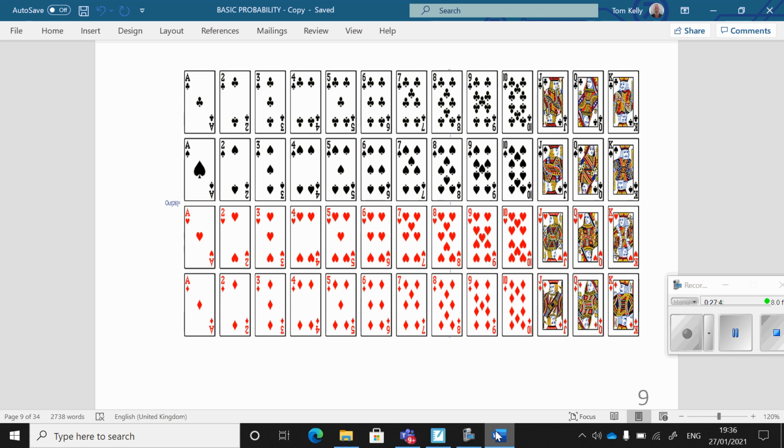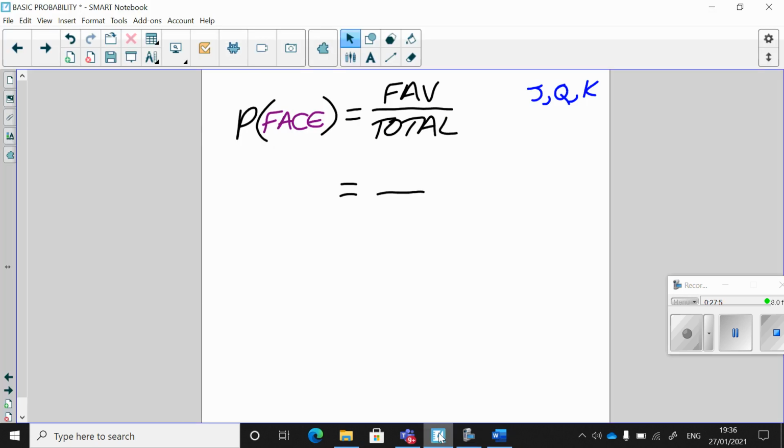So how many have I got here? Giving you a big clue. How many face cards have I got? Cards with faces. An ace is not a face. Even though ace rhymes with face, it's not a face. Right, okay.